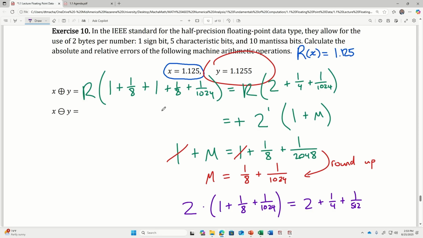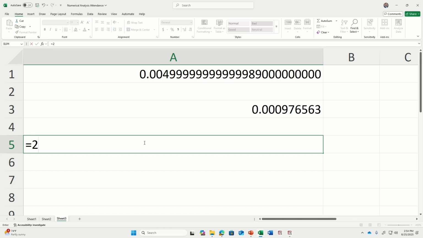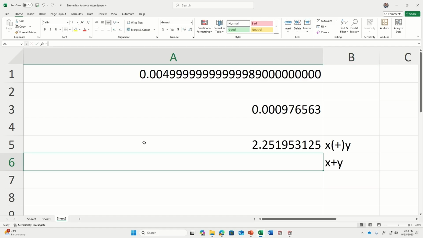Now, this is where I'm going to get lazy. I'm just going to use the computer. 2 plus 1/4 plus 1 over 512 is that number. This is the machine arithmetic version of x plus y. If I actually want the real x plus y, I would just have to do 1.125 plus 1.1255, like that.